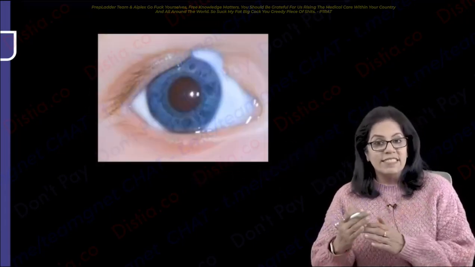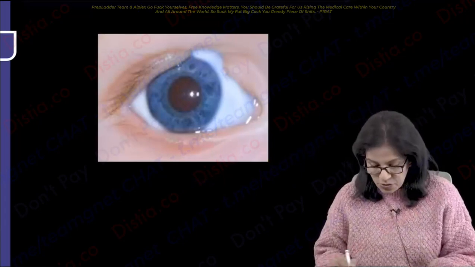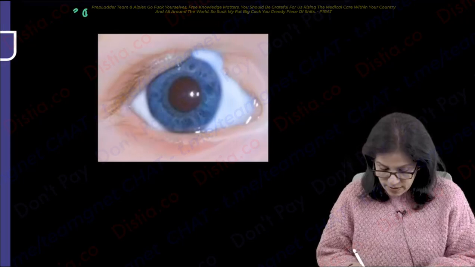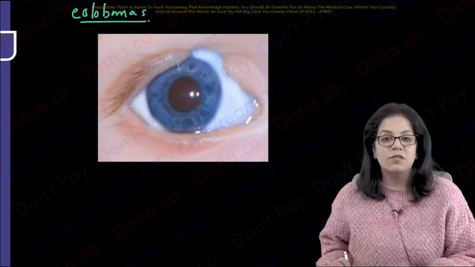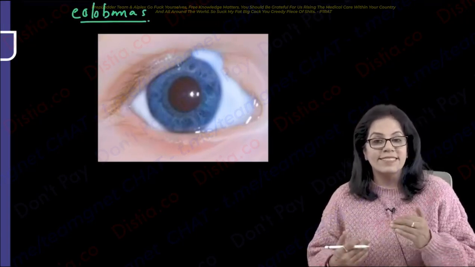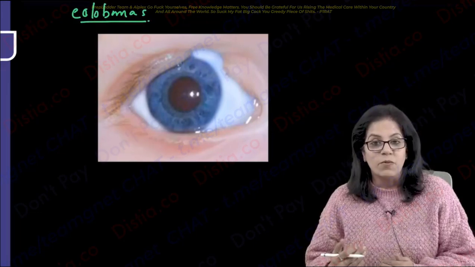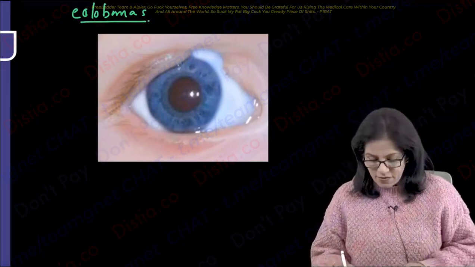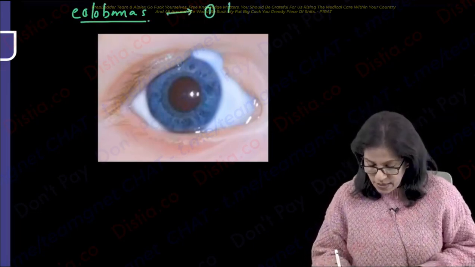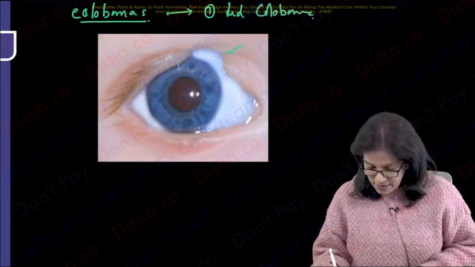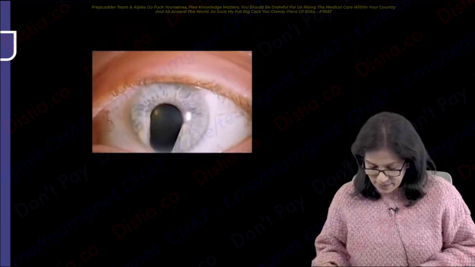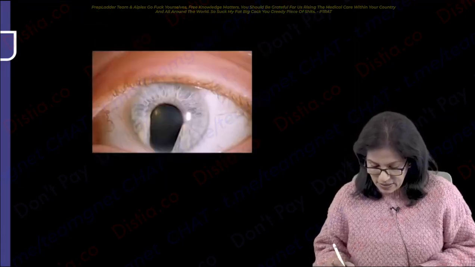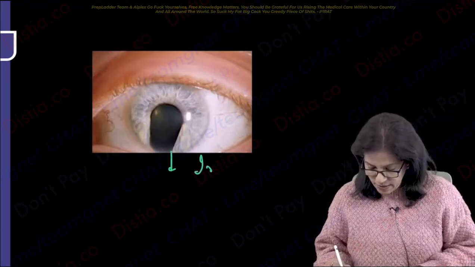Any defect in this closure, failure of closure, leads to what? Colobomas. What are colobomas? Absence of that structure. Embryologically, that structure is not formed. What can be the different colobomas? First, note down, lid coloboma. Right, as you can see here. Next, this is your iris coloboma.